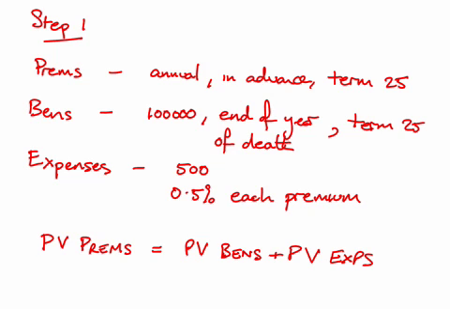If we look at the premiums first of all, this is the easiest to calculate. So we don't know our premium, we'll just call it P for now. But the premium is annual, it's in advance, and it has a term of 25 years. Since the person is age 40 at the beginning of the contract, our 40 and our term 25 add up to 65, and we're able to find this annuity straight away from the tables. So the present value of our premiums is 15.884P.